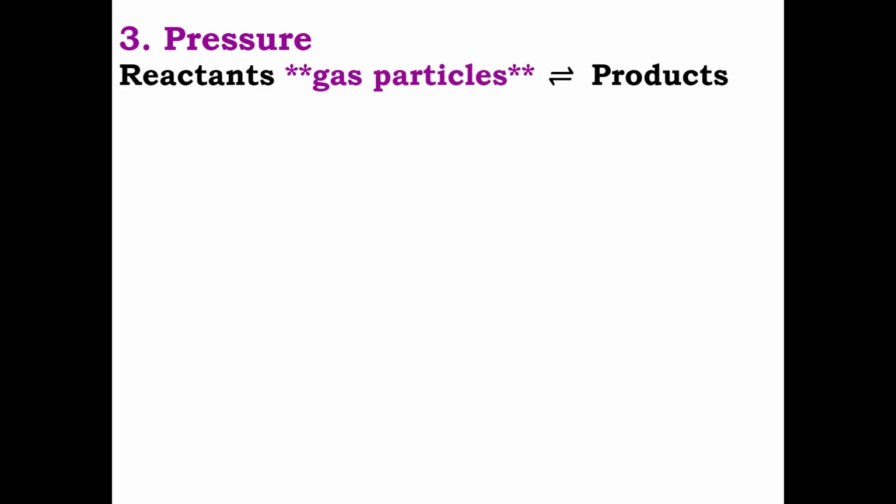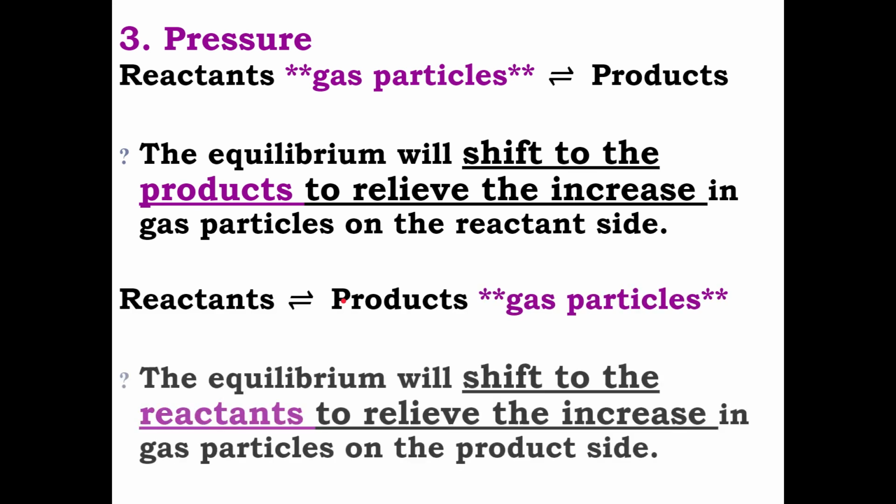So the last one we have is pressure. Pressure is one thing that affects a lot of reactions. If the reactant side has a lot of gas particles or pressure, this will shift it to the product side to relieve the increase in gas particles on the reactant side. The same thing applies to products to reactants. If the products have more gas pressure, then it'll shift to the reactant side.